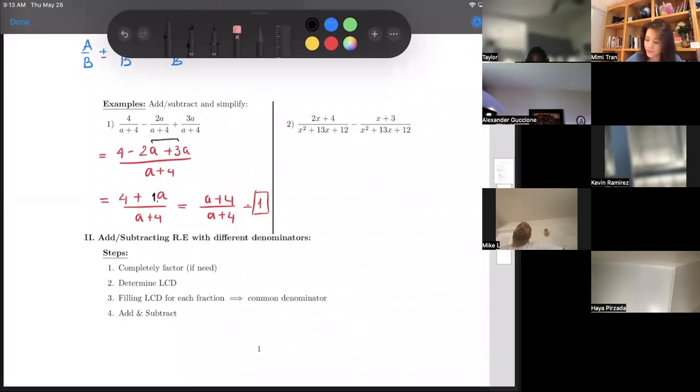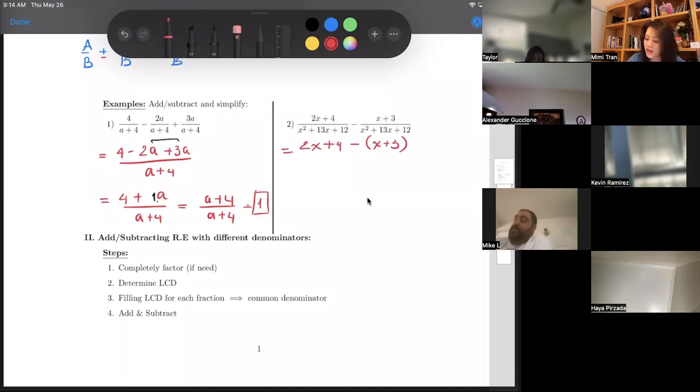All right, so we have 2. All we have to do is add across, or in this case, subtract across, right? So it'll be 2x plus 4 minus x plus 3. Remember, the minus is for everybody.